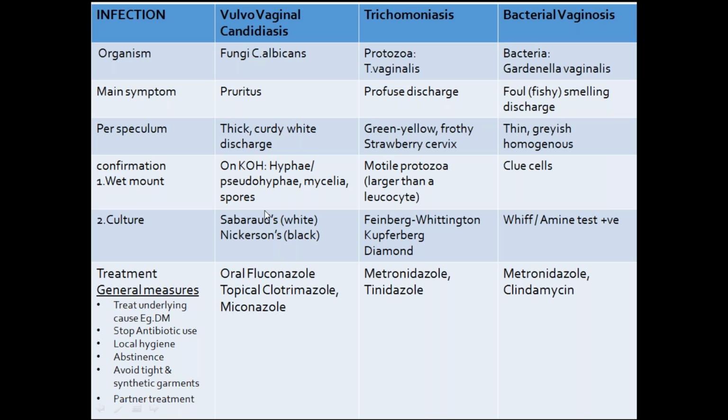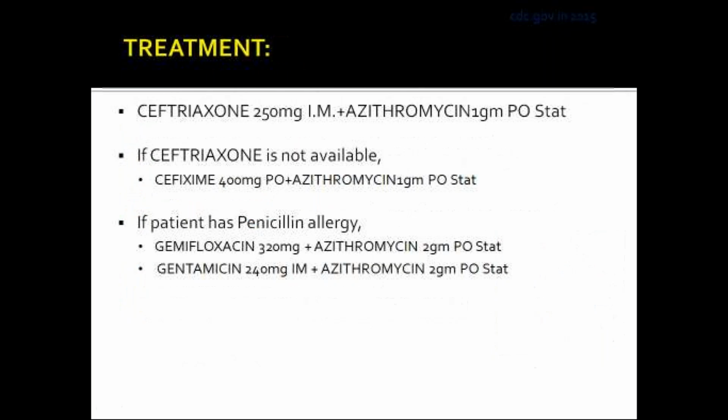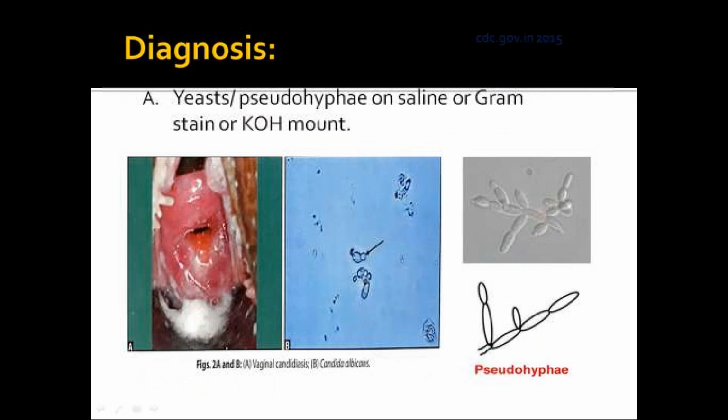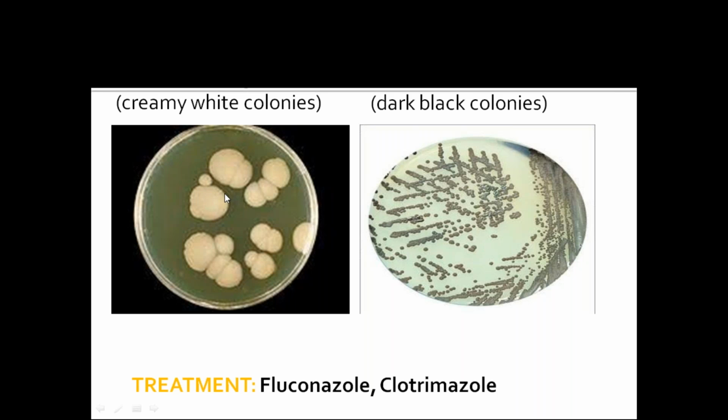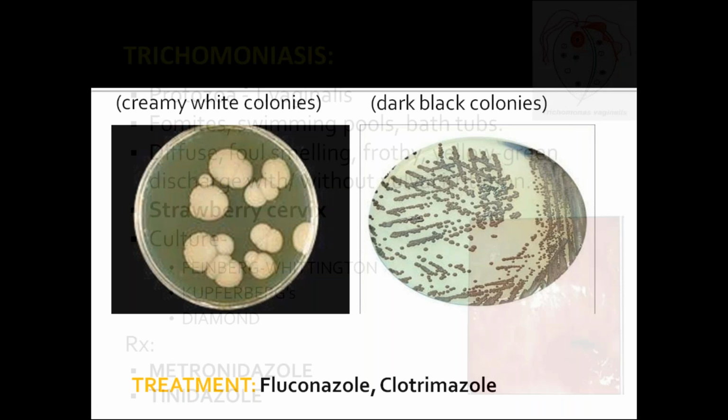Usually we don't do cultures in our hospital, because by clinical examination and wet mount you can confirm and then start treatment. But for theory's sake, you have to remember culture. In the previous slide, I showed you white colonies and black colonies. In Sabouraud dextrose agar for candidiasis you find creamy white colonies, and in Nickerson medium you find dark black colonies.